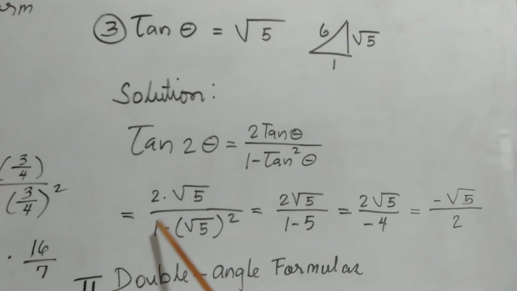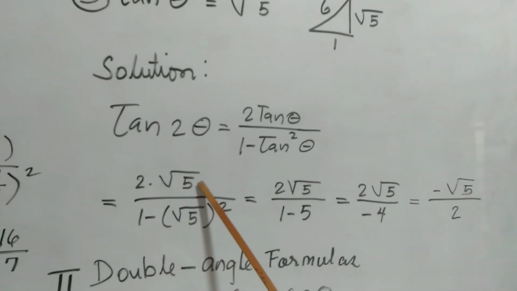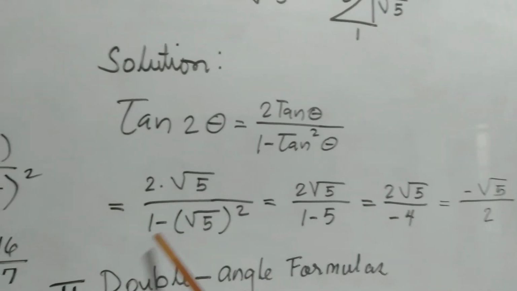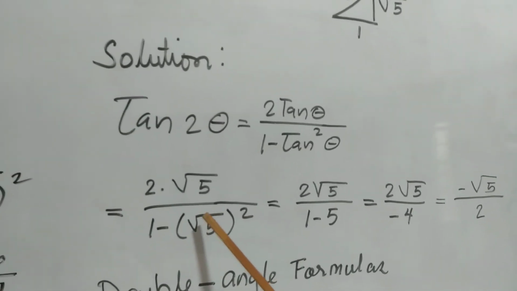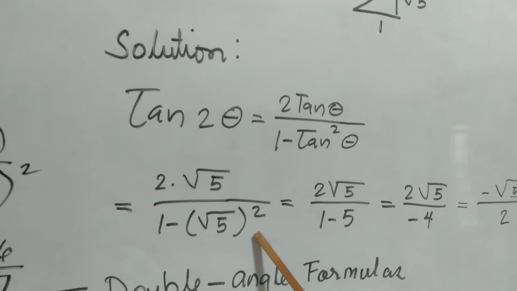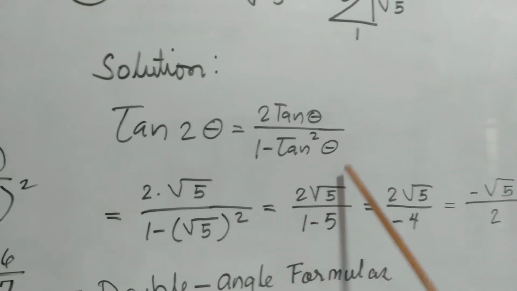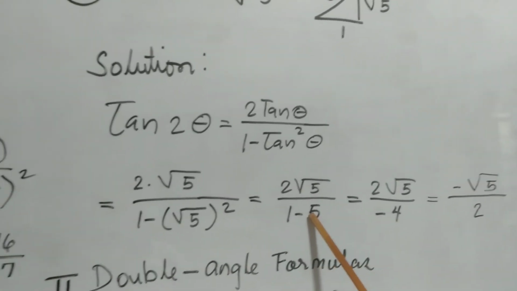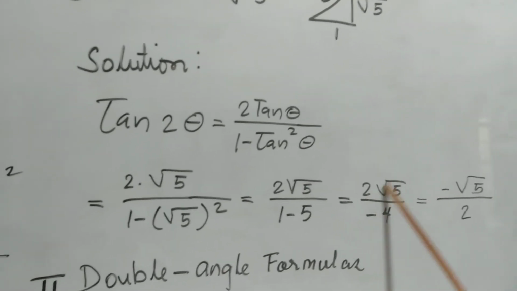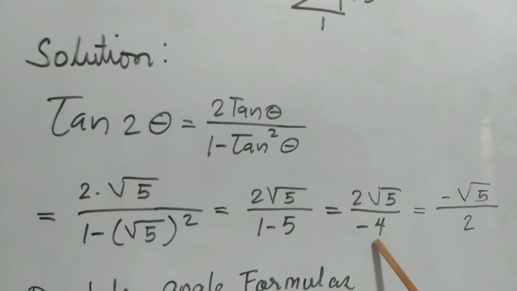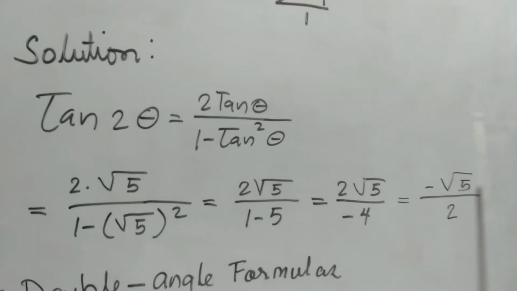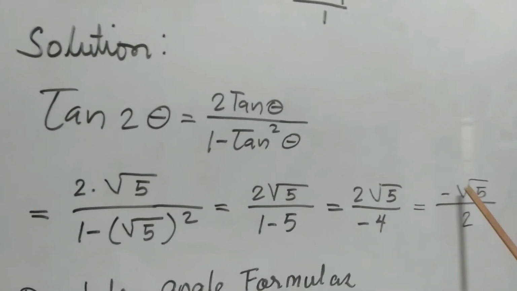So it becomes 2 times square root of 5 over 1 minus square root of 5 quantity squared, which is equal to 2 times square root of 5 over 1 minus 5. So this is 2 square root of 5 over negative 4. So the final answer will be negative square root of 5 over 2.